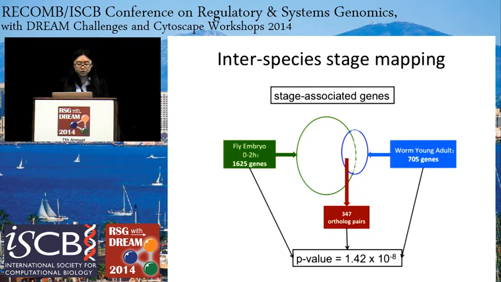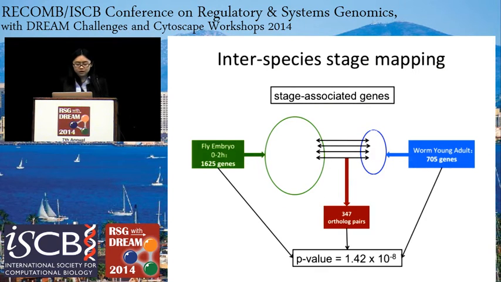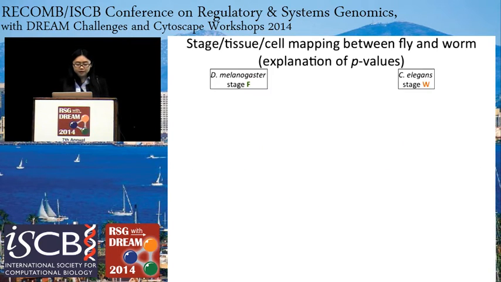So here we are trying to do the interspecies stage mapping. We would like to use the same approach. But here, because the two species do not have the same set of genes, but they have orthologs, we use the orthologs to link them as the overlap. And a similar approach is used to do the mapping.